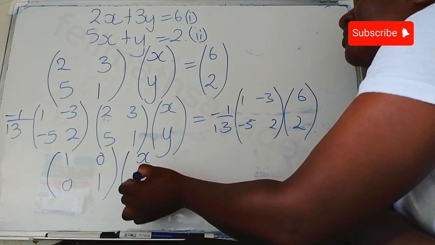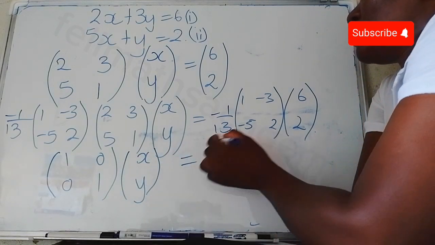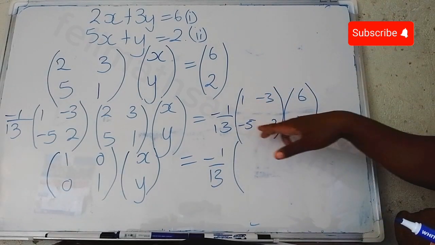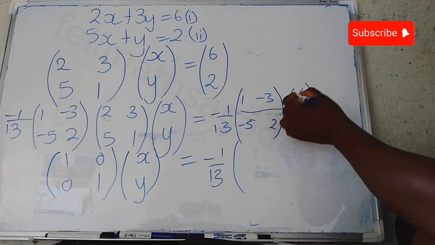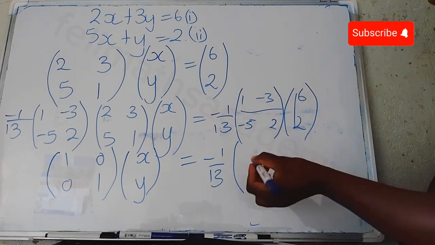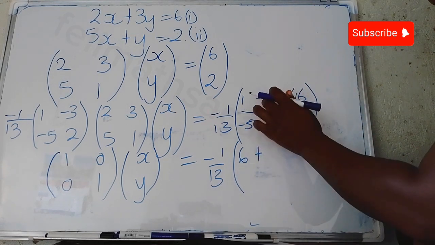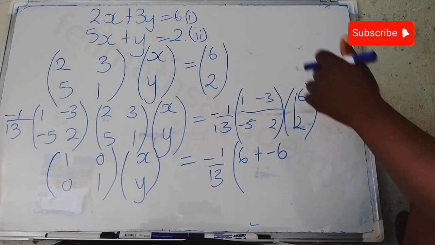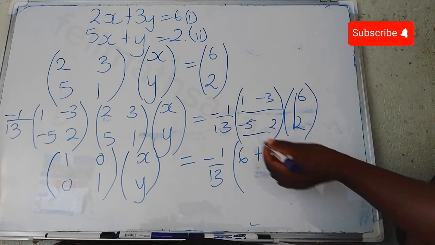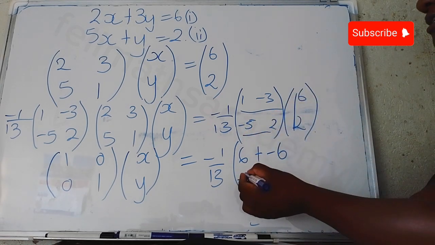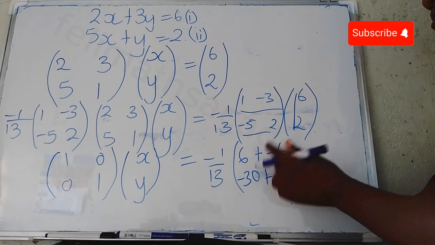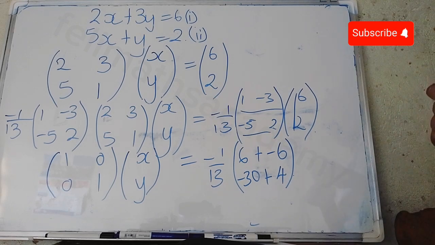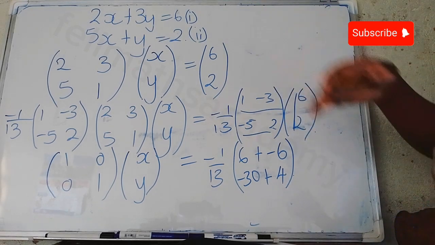Times x, y is equal to negative 1 over 13. We can simplify this part, multiplying these two matrices. So it's row by column. 1 by 6, it's 6, plus negative 3 times 2, it's negative 6, right? Then we multiply row by column. Negative 5 times 6, it's negative 30, plus 2 times 2, it's 4. Right? I'm going to erase the first part there.